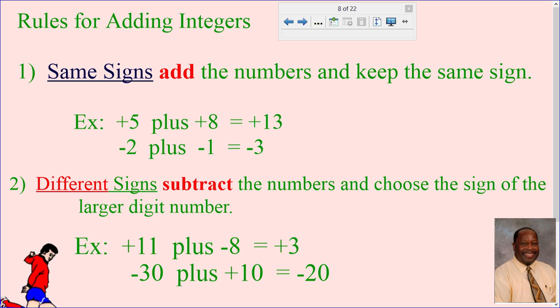Same signs, add the numbers, and keep the same sign. For example, positive 5 plus positive 8 equals positive 13. Notice both signs are plus or positive. 8 plus 5 is 13, and we keep the same sign just by adding the numbers, so that's why it's positive 13. Likewise, negative 2 plus negative 1 equals negative 3. We add the numbers, 2 plus 1, that equals 3, and we keep the same sign.